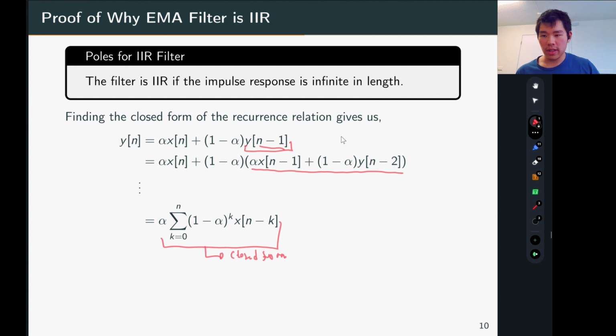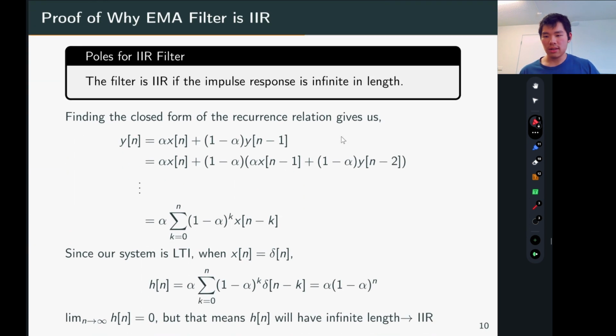And so to find the impulse response, again we set the input to be the delta function, the impulse, and we're left with alpha times (1 minus alpha) to the n. Since alpha is between 0 and 1, the limit is going to 0, but that means h of n will have infinite length. That means it's IIR. It's asymptotically nearing 0, but will never reach 0, because it has infinite length.